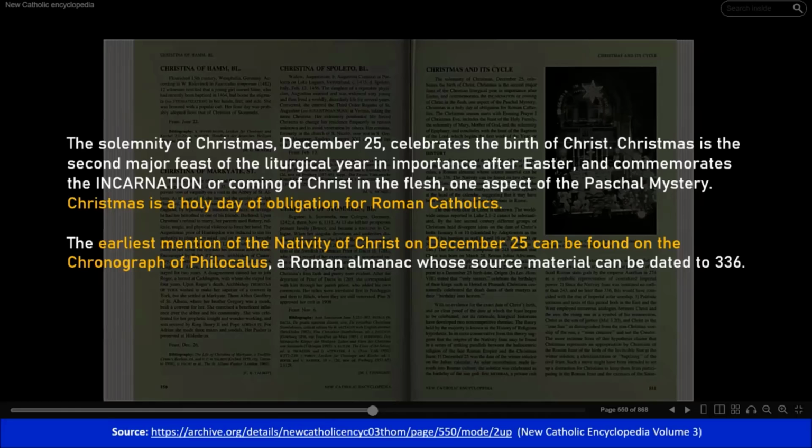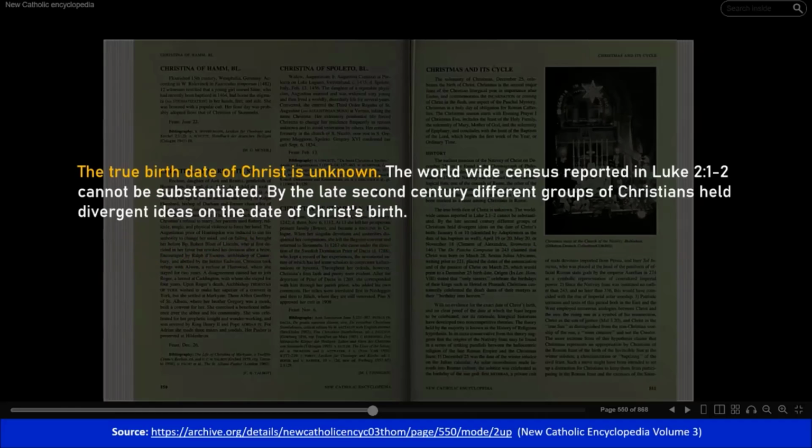The first calendar that shows up, 336. And that's called the Chronograph of Philocalus. The true birth of Christ is unknown. Okay, so again, the Catholic Church is confirming the stuff we learned last week, which is there's nowhere in the Bible you're going to find out the date of Christ.